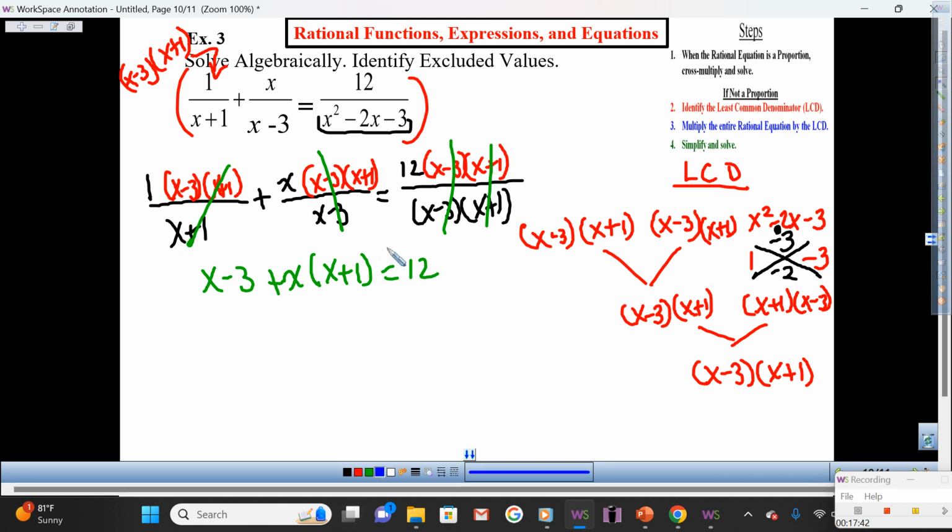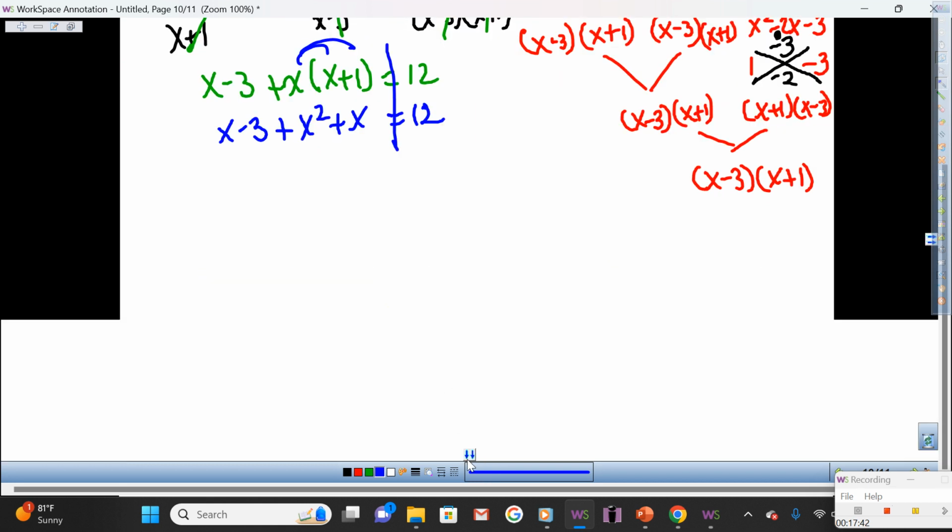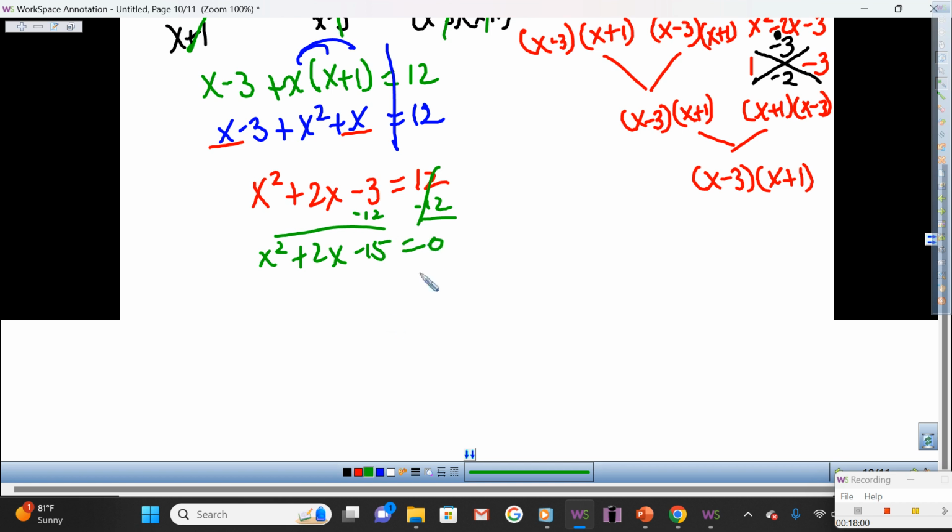All right, let's simplify. Distribute, so that is x minus 3 plus x squared plus x equals 12. Can I combine stuff on the left side? Yes, so we have x squared plus x is 2x minus 3 equals 12. We have a quadratic equation. That means we need everything on that side, yes? So tell your neighbor what to do, please. Make sure they got it. What do we do next? What do we do next, Kimberly? Yeah, subtract 12. That leaves us with x squared plus 2x minus 15 equal to 0.